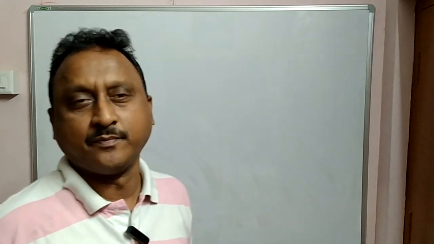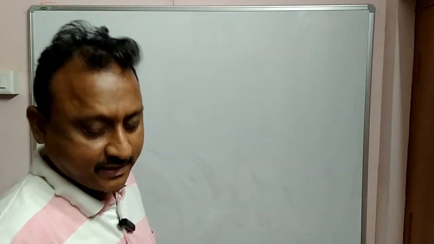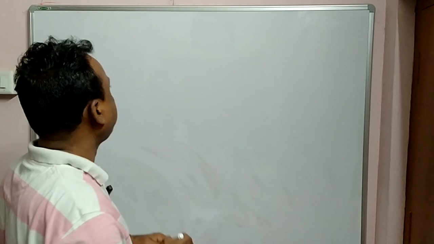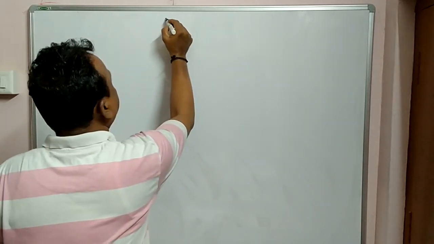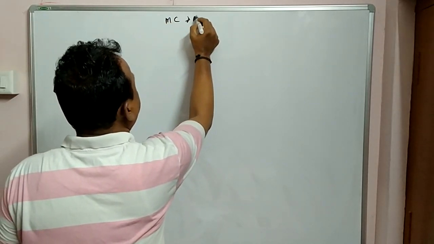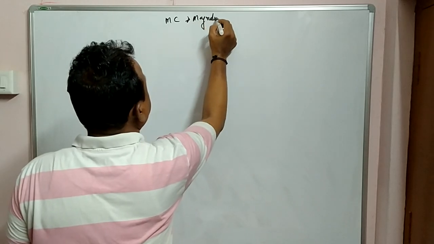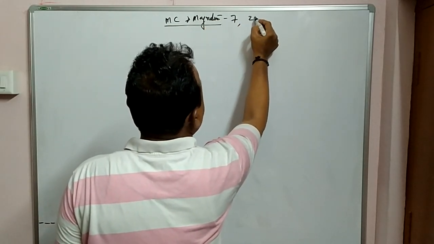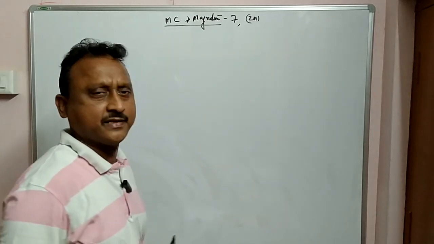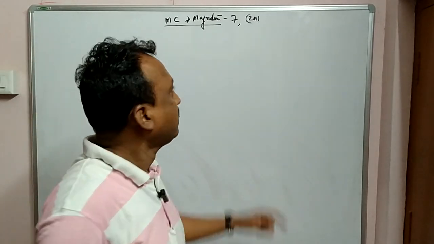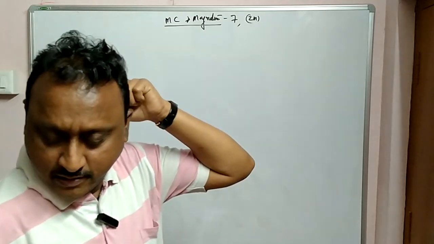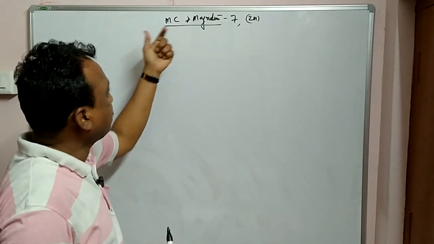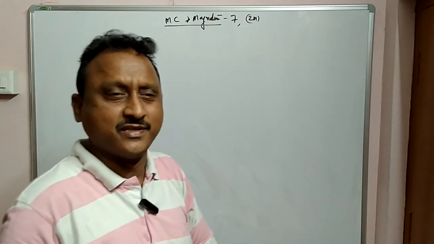Hi friends, today we will be starting another interesting chapter in our second year intermediate physics: moving charges and magnetism. This is the 7th chapter in our second year. From this we will get around 2 to 3 marks in MSET. First of all, in moving charges and magnetism, you have to know about the subject.